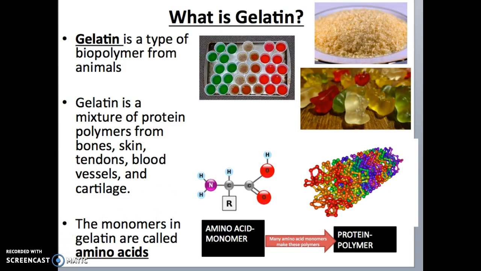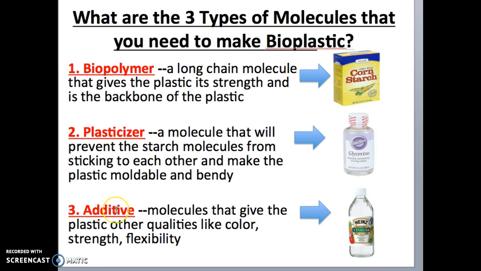Finally, to wrap this up, I'm going to introduce you to the three main types of molecules that you need to make the bioplastic. So for our recipes, we have generally three types of molecules going into them. First, you need to choose a biopolymer. So you need to choose the type of long chain molecule that gives the plastic its strength and the backbone. So remember, we're using cornstarch or potato starch or tapioca starch or gelatin. So choose your biopolymer. Then we're going to use a plasticizer.